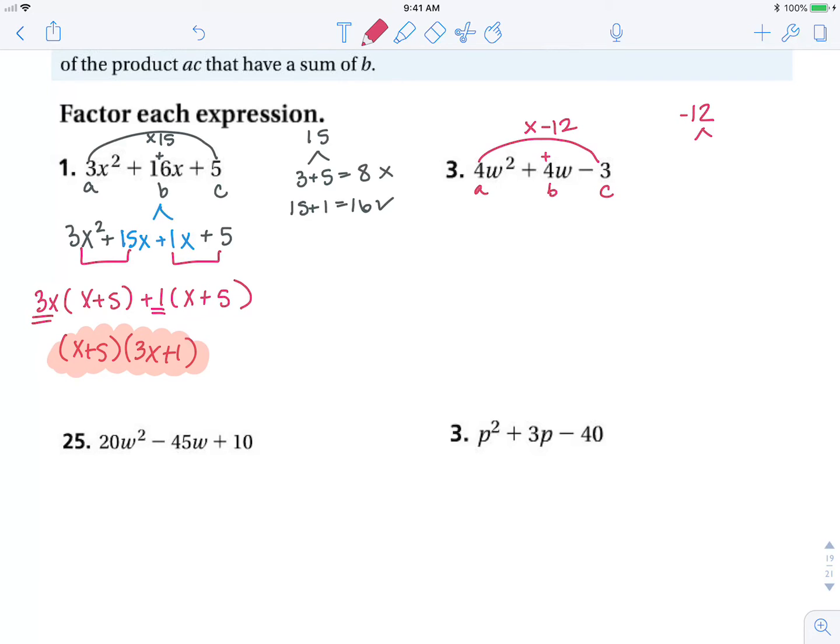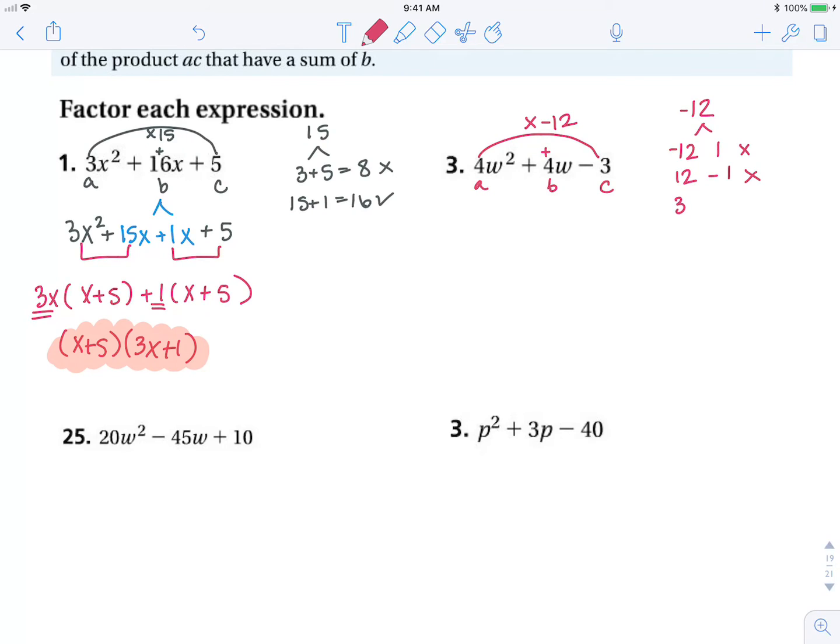So for negative 12, we have negative 12 and 1, 12 and negative 1, but neither one of those adds to make 4. We have 3 and negative 4, and negative 4 and 3, or positive 4 and negative 3, but neither of those adds to make 4. We also have 6 and negative 2, and negative 2 and 6, and this one doesn't add to 4, but these two factors do. So keep in mind, you could do all of that in your head.